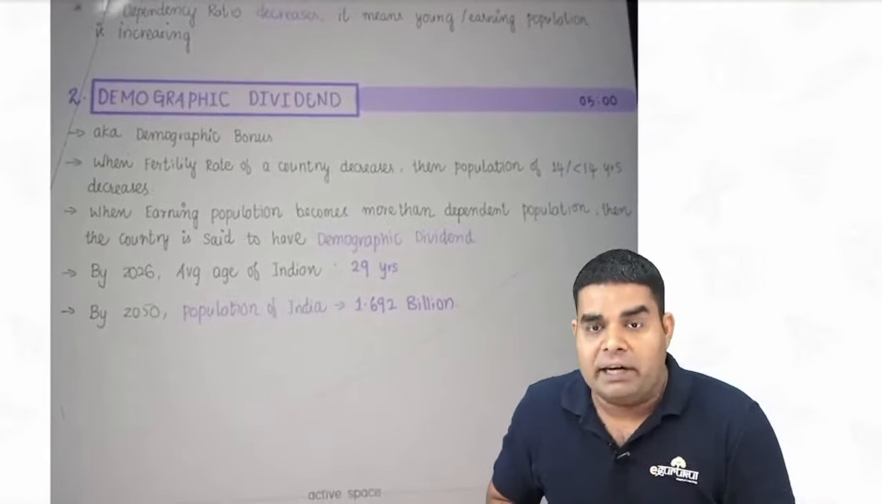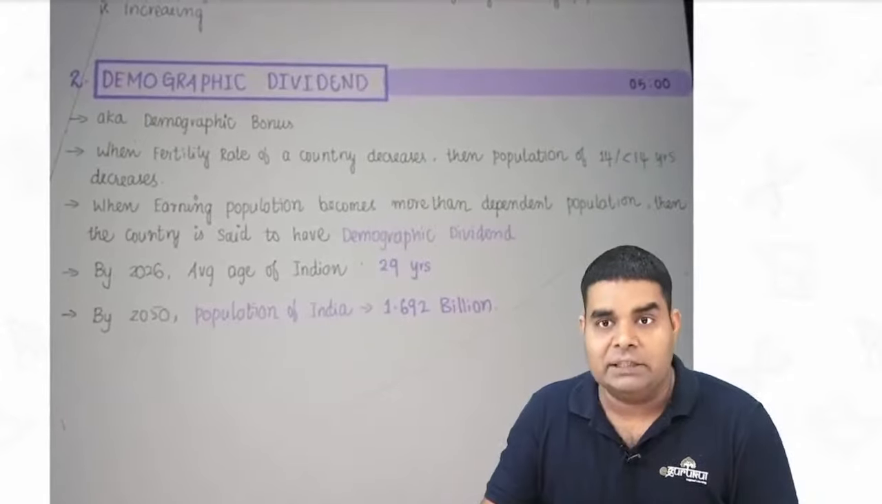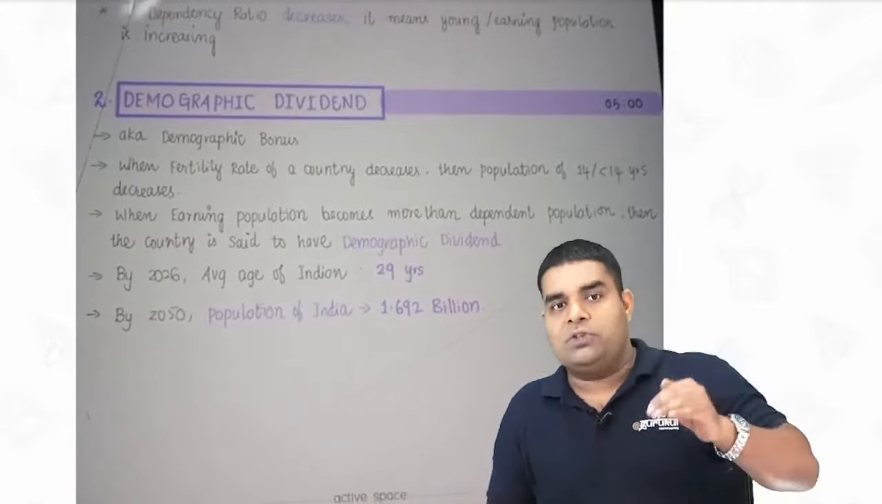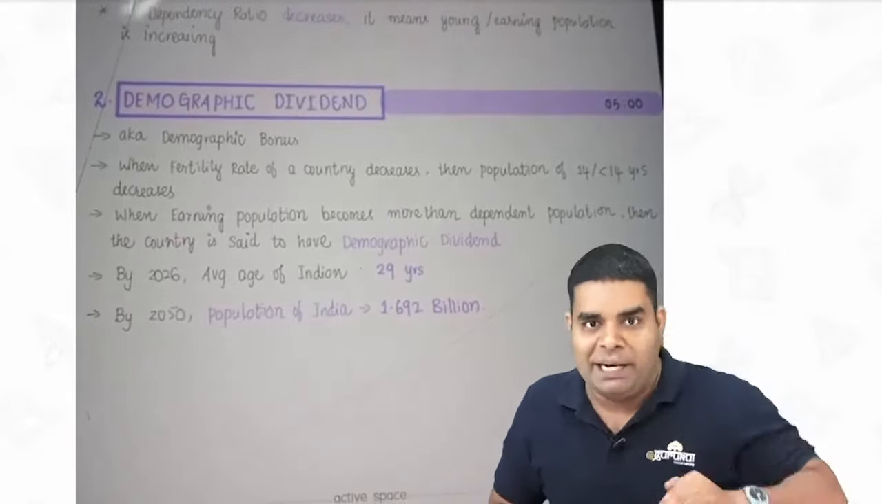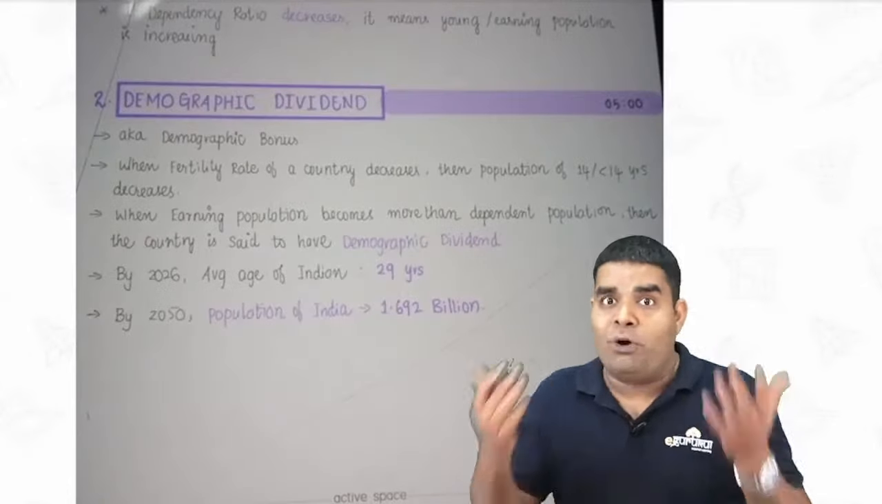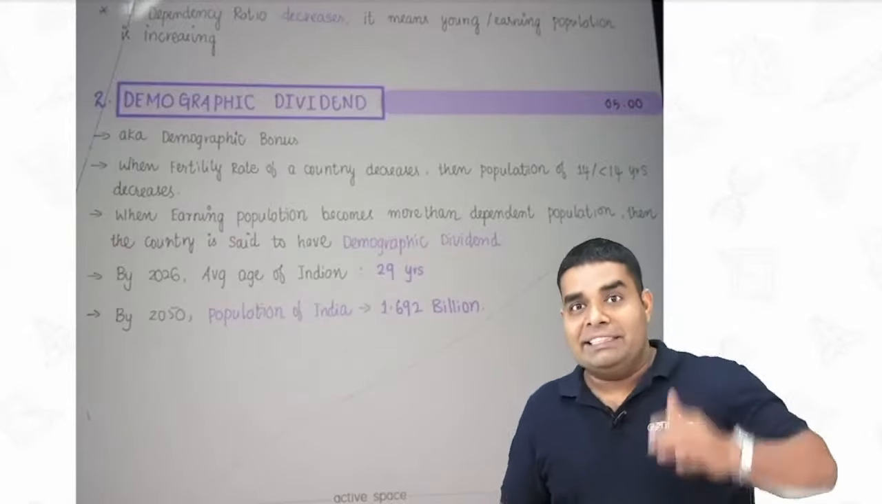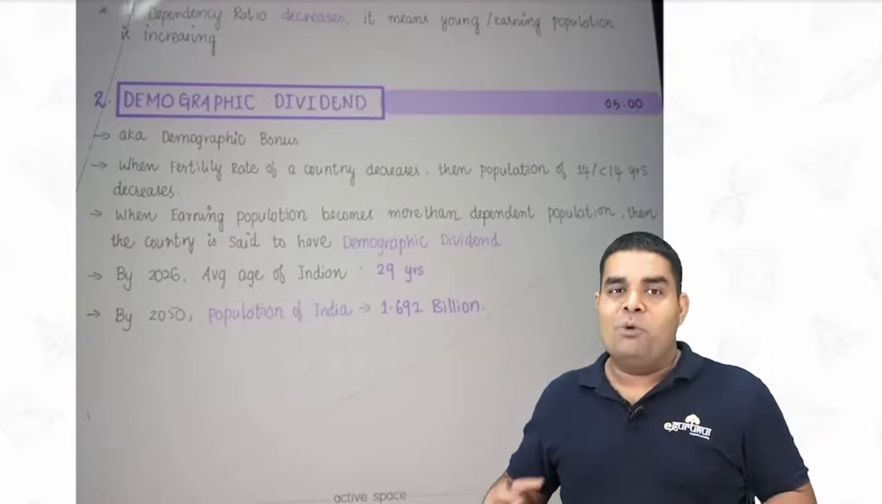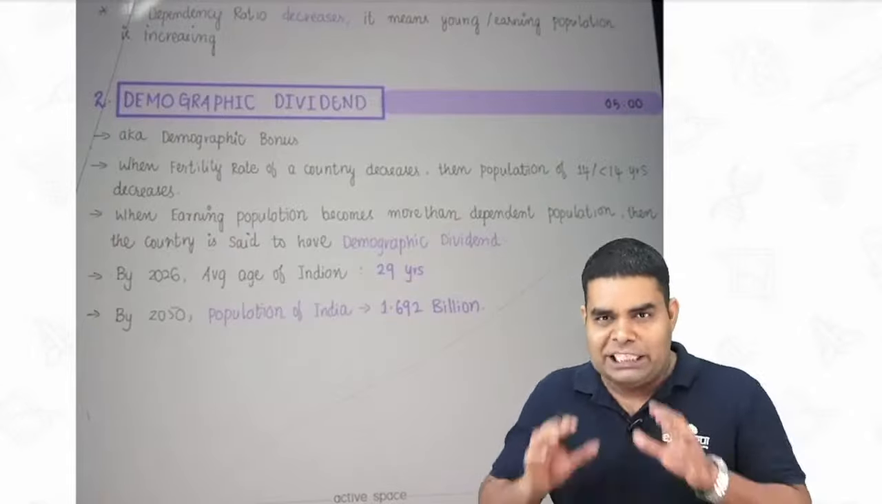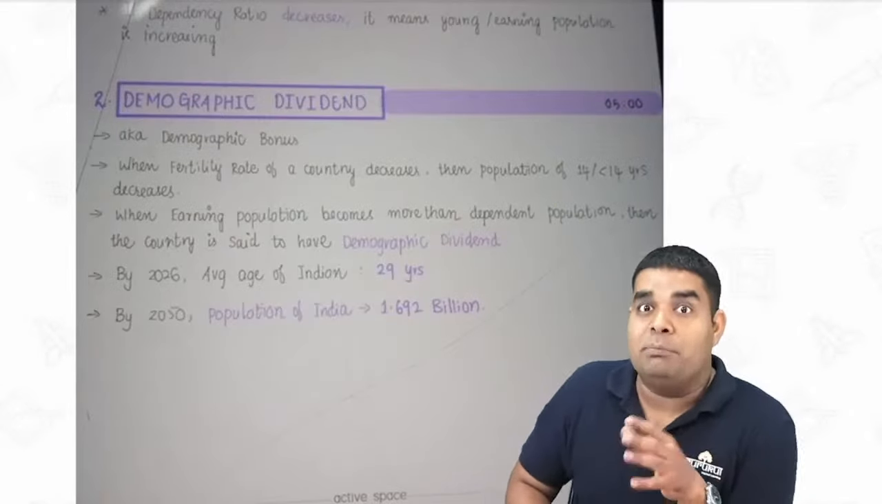When by any method the fertility rate decreases, those people who are less than 14 years become fewer, and that is good for the country, because now the dependent population is less, the dependency ratio is less, so more and more people are earning. So this part is known as demographic bonus.